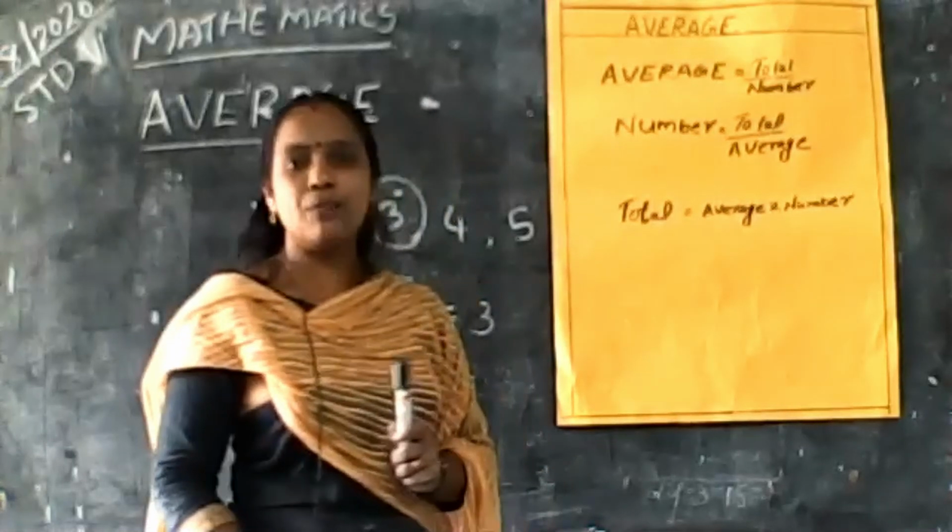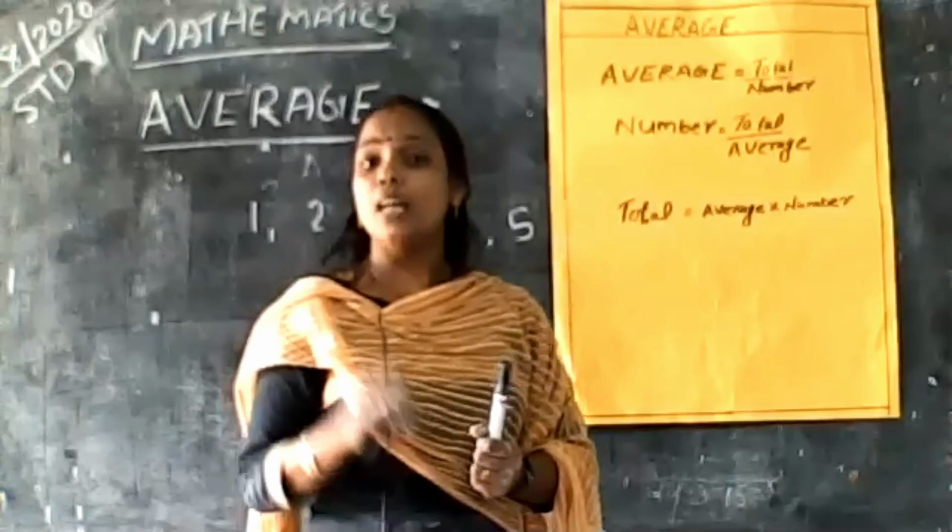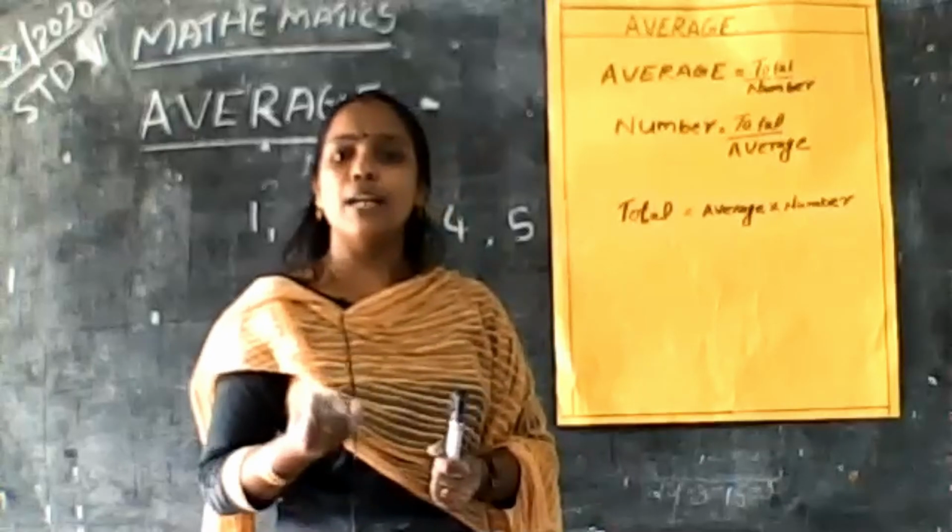What is the first one? Average. How can we find the average? Total by number. What do you mean by total? Some textbooks have sum. Sum and total are equal. How can we find the number? Total by average.